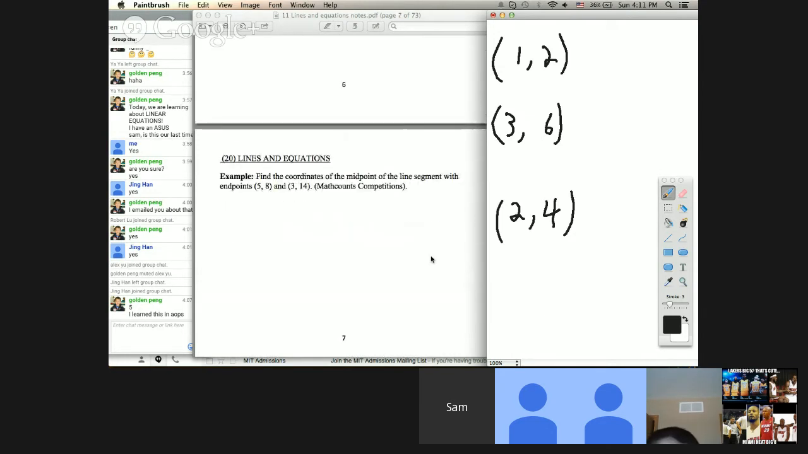So this is something actually from MATHCOUNTS. Find the coordinates of the midpoint of the line segment between (5, 8) and (3, 14).